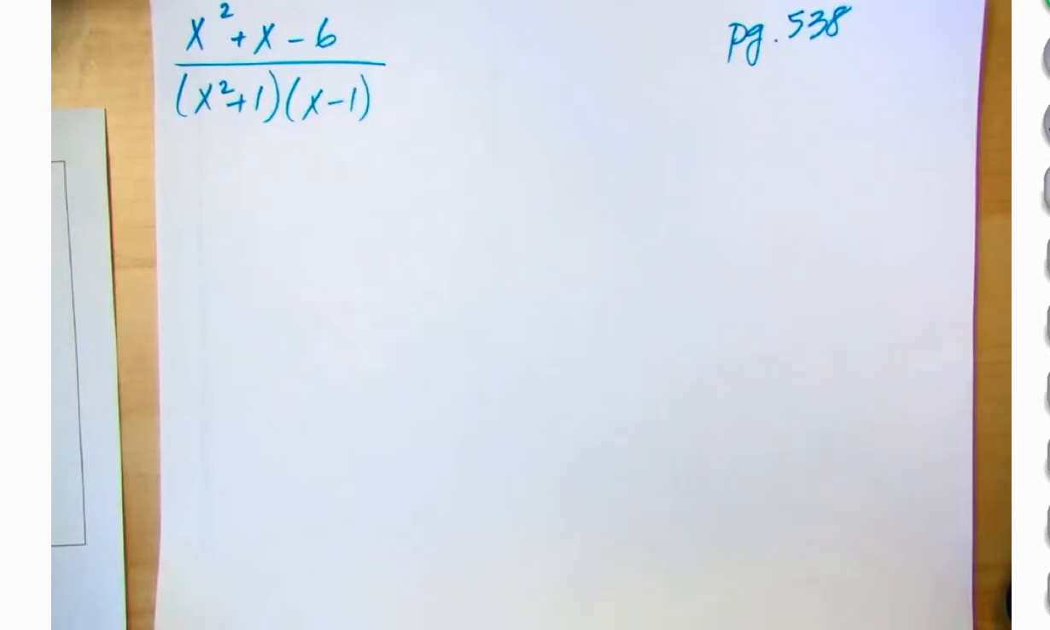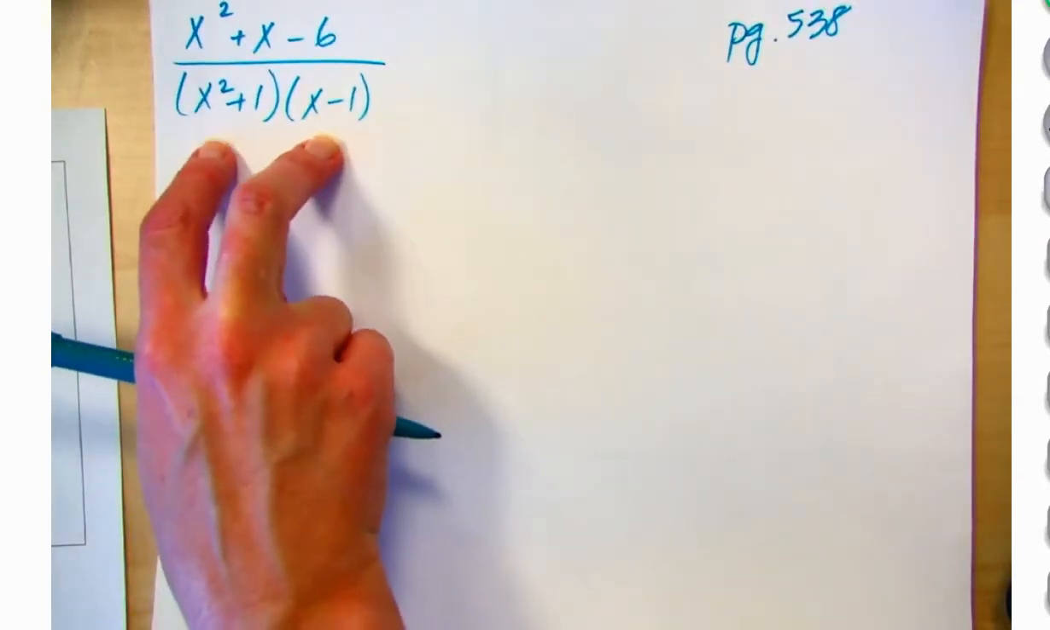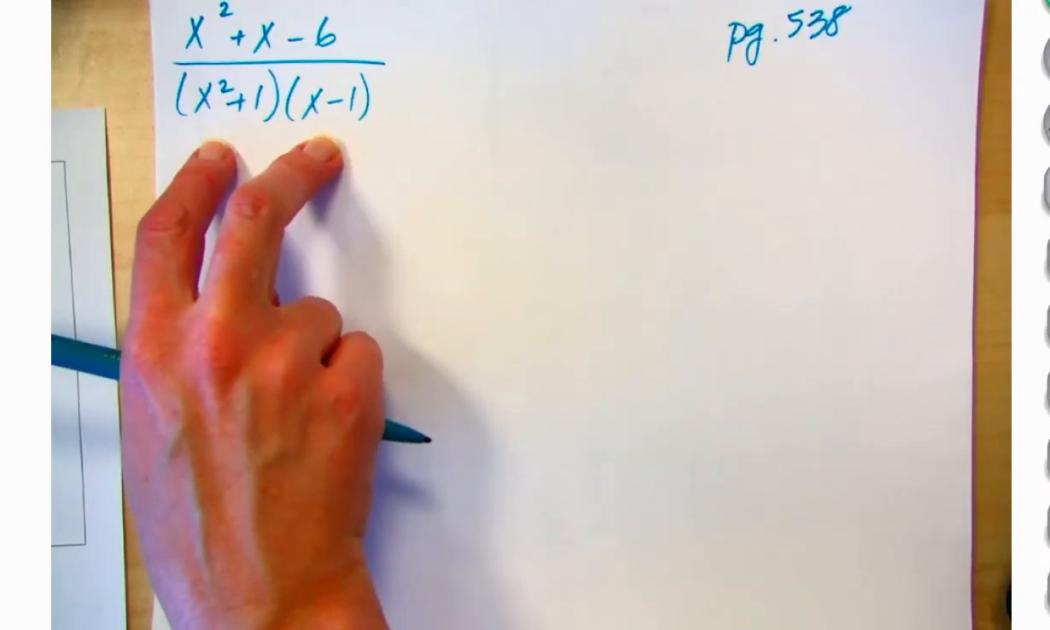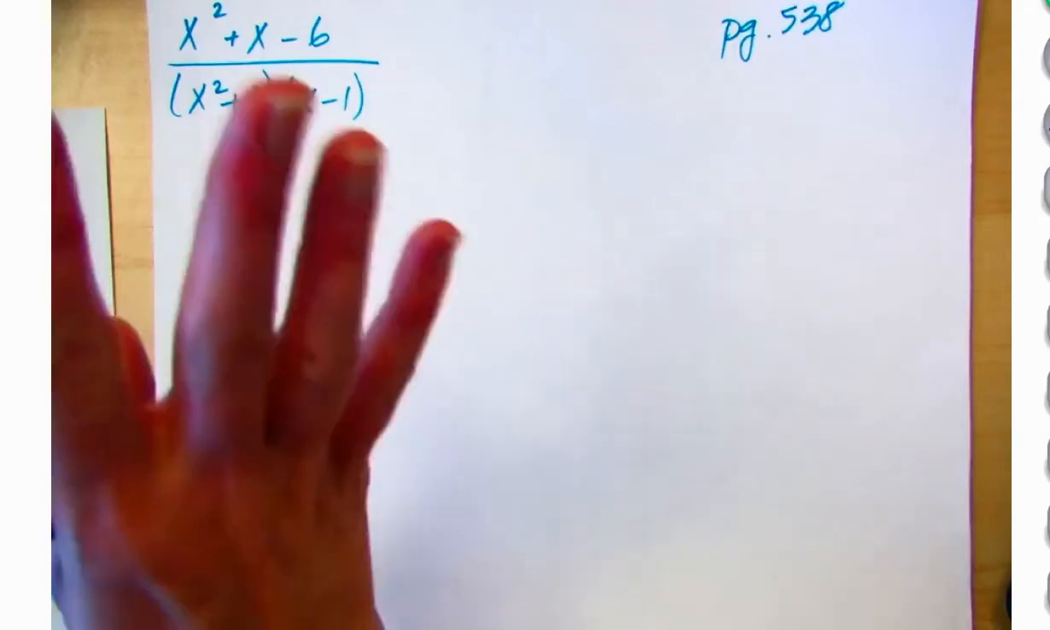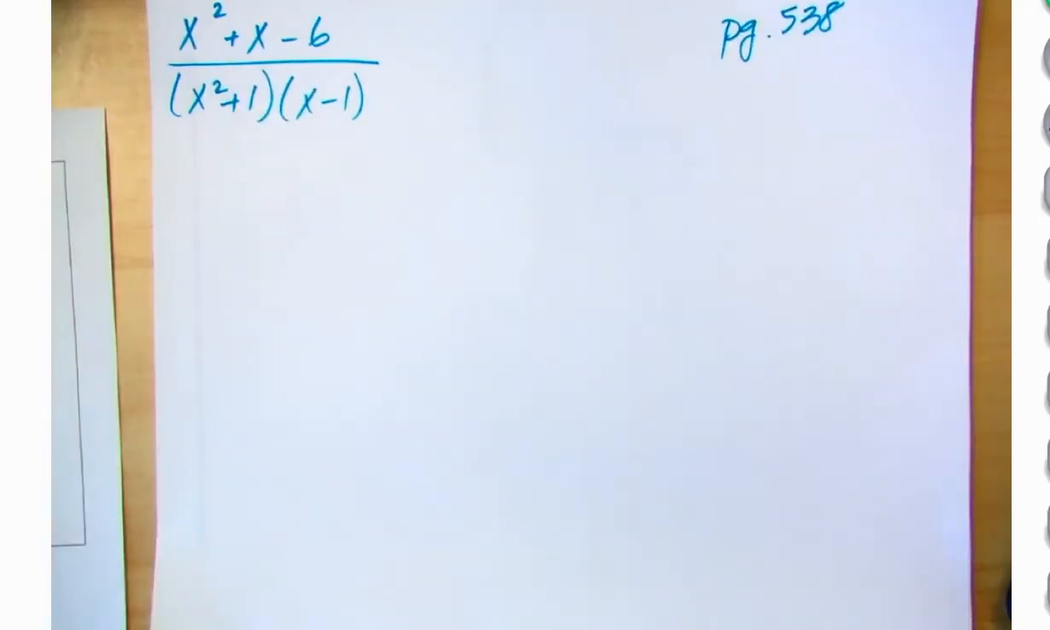4x minus 6. Now, observe my denominator here. If we multiplied this together, it would be cubic, would it not? So the degree of our numerator is less than that of our denominator. We're set. We do not need to do long division here.